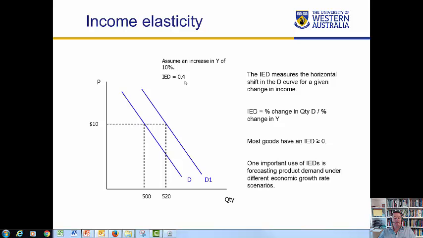Now the challenge for you is you need to understand which goods are likely to have a large income elasticity of demand and which goods are likely to have a small income elasticity of demand. So you can think of it this way: if your income went up by 50%, which goods would you buy a lot more of and which goods would you buy very little extra of?